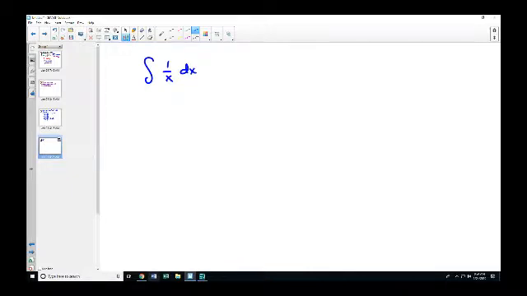I showed this to you last week. Does anybody remember what the antiderivative of 1 over x is? The natural log of the absolute value. Indefinite, right? So you'd add a plus c. Okay, so that is officially in this section. It wasn't official last week, but now it is.